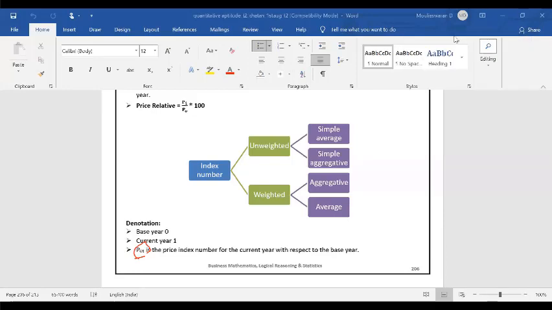So P01 means, P means price index, 0 means base year, and 1 means current year. With respect to the base year, how much it increased or decreased in the current year. So P01 means compared to base year, how much it increased in the current year. If it is P10, how to tell that? Compared to current year, how much got increased or decreased in the base year.